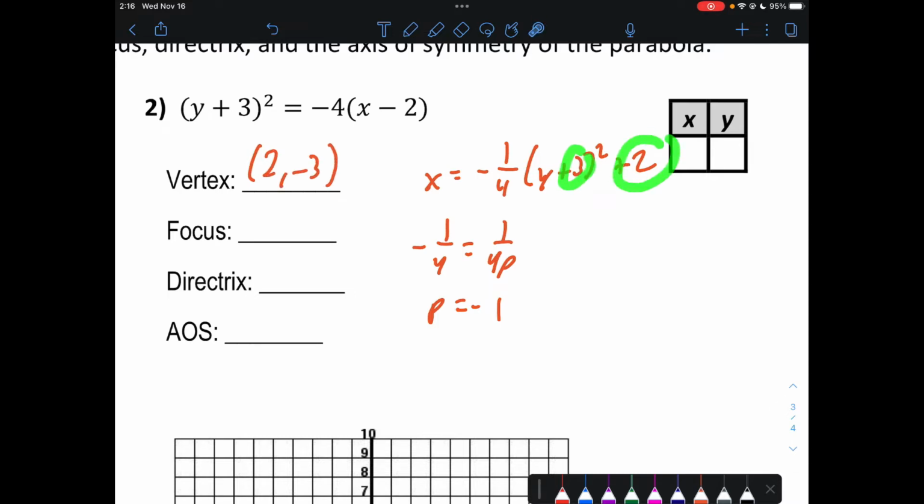2, negative 3. My focus is going to be 1 away from that. So this is going to open to the left. So I'm going to move 1 to the left for my focus, and that would be 1, negative 3. And 1 to the right for my directrix, so that would be x equals 3. My axis of symmetry is y equals negative 3.